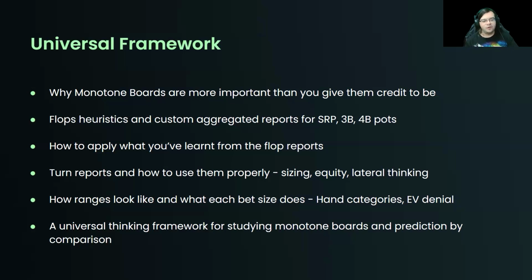Flop heuristics, how to use custom aggregate reports for SRPs, 3-bet, and 4-bet pots, and how to apply what you've learned from the flop reports afterwards, right? So you're going to make those reports and gather that data. If not, you can just use the normal reports, but custom aggregated reports with dynamic sizings are a lot more useful. Turn reports, we're going to use turn reports from the normal sims and how to use them properly, because they actually evidentiate some really, really cool things that we're going to get into.